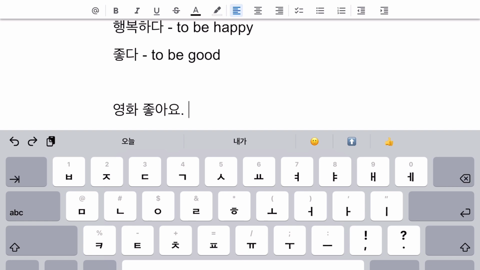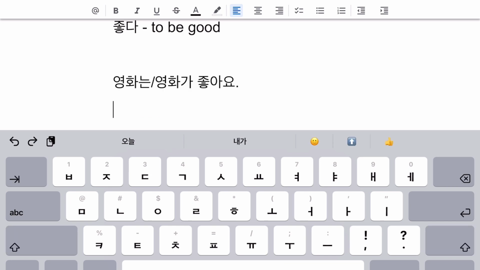영화 좋아요. Okay. Well, we're not gonna say 영화를 좋아요 because what 좋아요 is doing is describing something. It's describing the movie. It's not acting on it, so we can't use 를. We could use 는, 영화는, or in the upcoming lesson we're going to learn about 가. We can use 가. 영화는, 영화가 좋아요. And that just lets us know that 영화 is the topic of the conversation or the subject of the conversation.